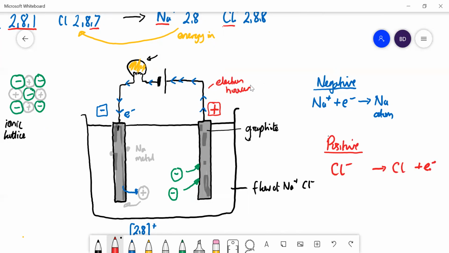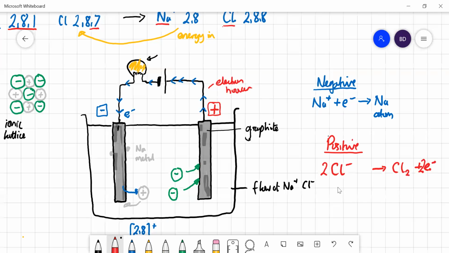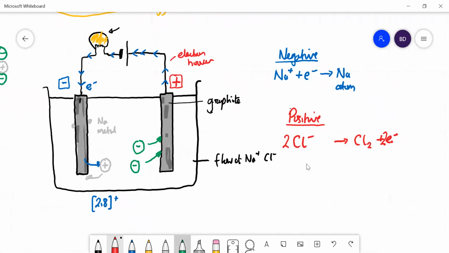And also, don't forget, chlorine always goes around in pairs. So as soon as you get two chlorine atoms formed, they join together to form Cl2. So to balance this equation, I'll do that, and 2 electrons. And these equations are called half equations. And the half equations always have electrons in them. Always, they've got e minus somewhere. And they follow the normal rules of balancing equations.